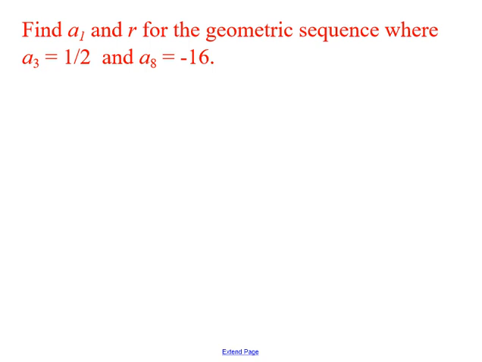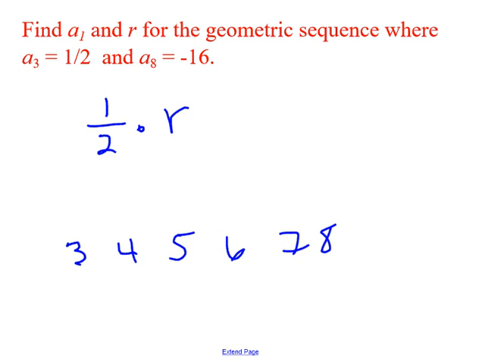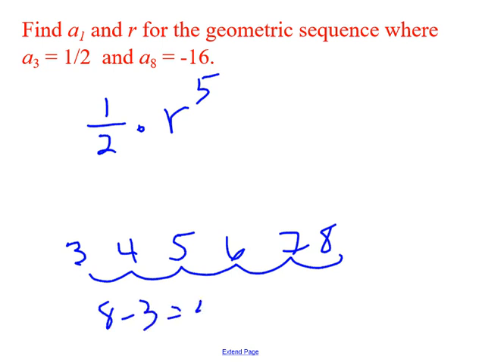All right, so again, using our process. If I start at A3 and I'm going to multiply by my ratio to get to A8, 3 to 4, 5, 6, 7, 8, that's 1, 2, 3, 4, 5. I'm going to multiply by my ratio 5 times. You can also think of it as 8 minus 3 is 5. And I'm going to end up at negative 16. That's what I know. Starting at 1/3, I'm going to multiply by my ratio a bunch of times, and I'm going to end up at negative 16.